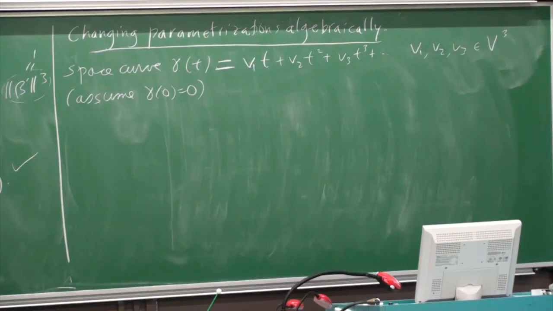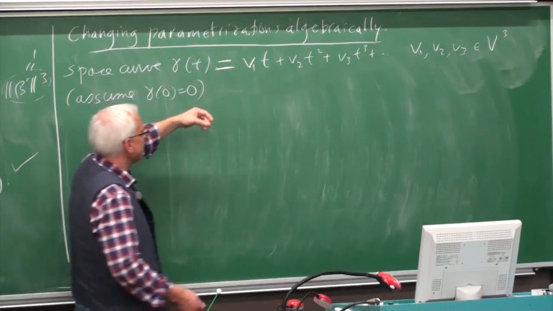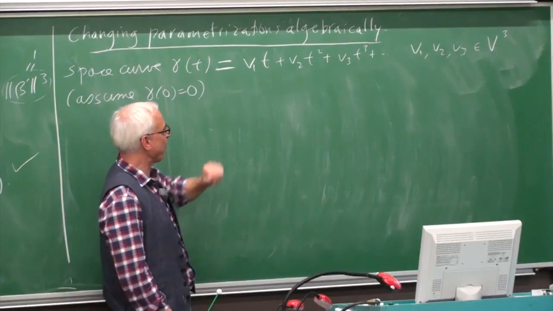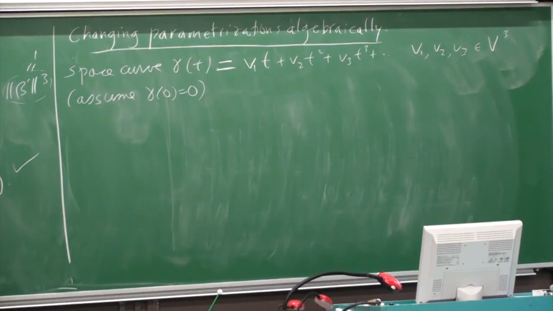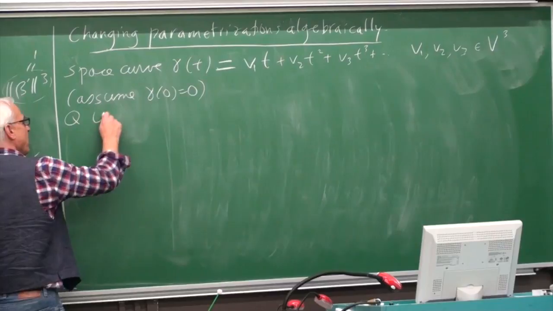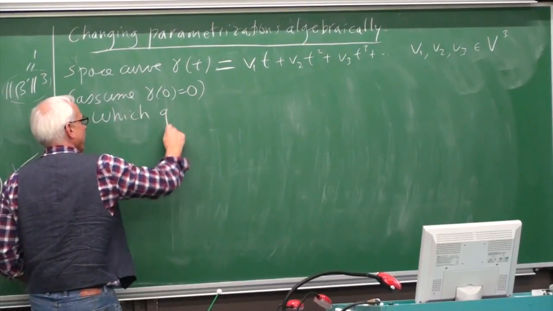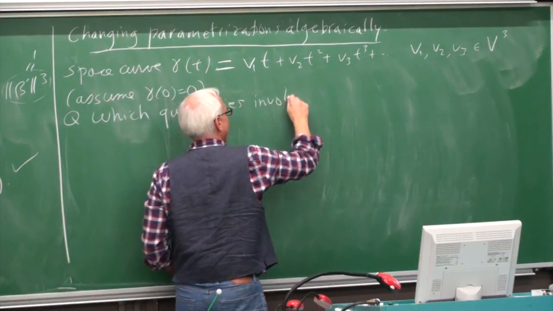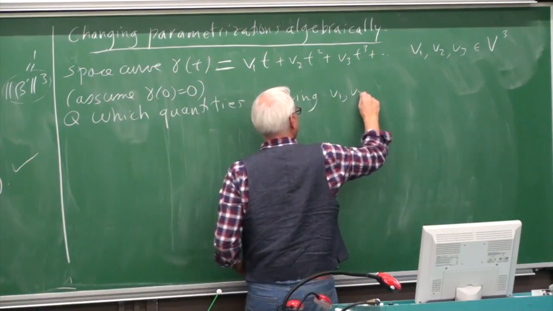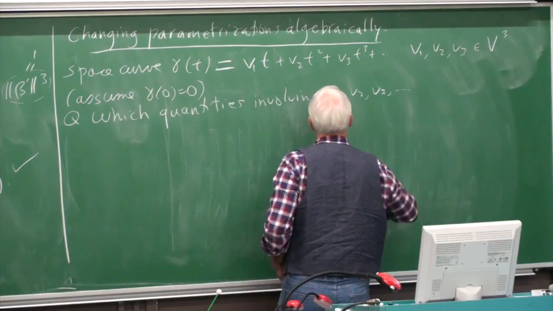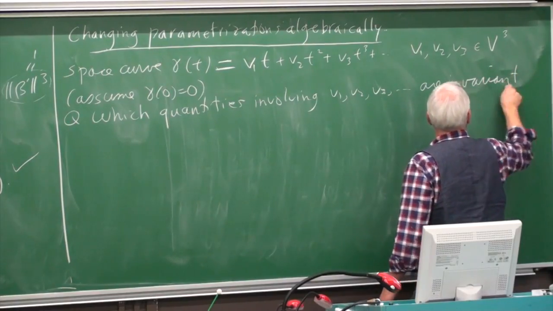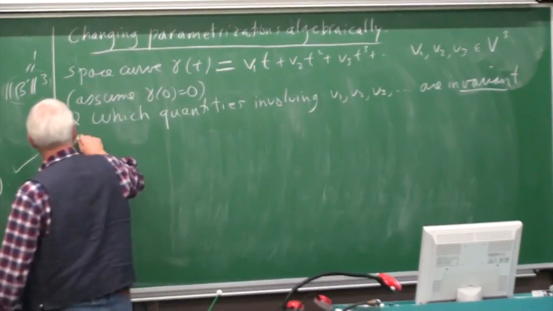And we're interested in what kinds of quantities can we define in terms of the vectors which are independent of reparameterization. So it's a natural kind of invariant question. Which quantities involving the vectors v1, v2, v3, and however many we want, are invariant under reparameterization.